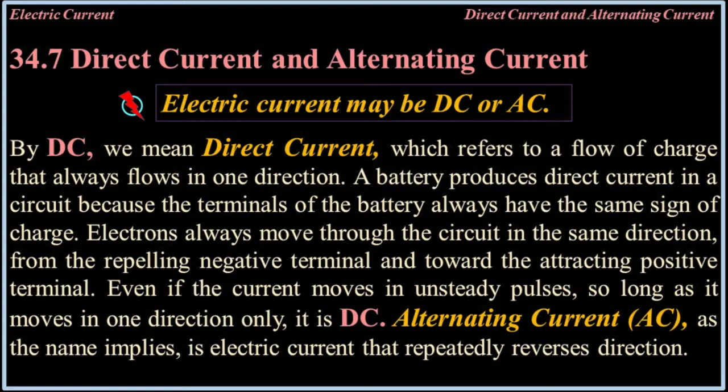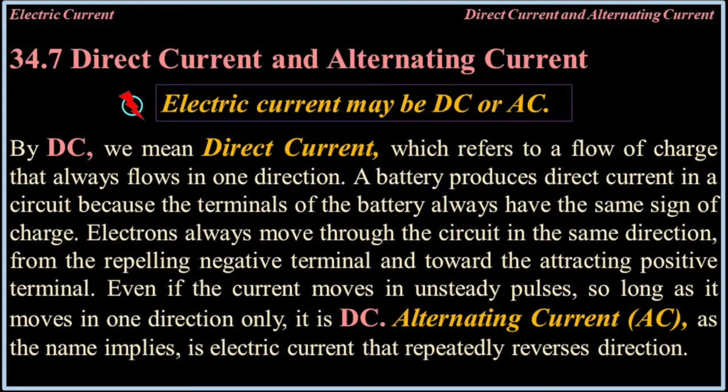34.7. Direct current and alternating current. Electric current may be DC or AC. By DC, we mean direct current, which refers to the flow of charge that always flows in one direction. A battery produces direct current in a circuit because the terminals of the battery always have the same sign of charge. Electrons always move through the circuit in the same direction, from the repelling negative terminal and towards the attracting positive terminal.